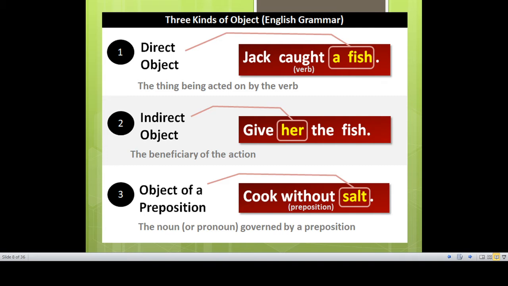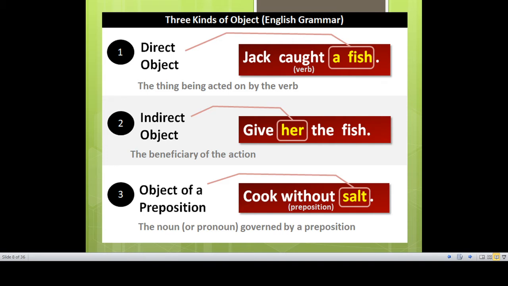Cook without salt. Cooking is an action, of course, it's a verb. Without, of course, is a preposition. And salt is the object. But this salt is a noun, sometimes maybe a pronoun. This object or noun or pronoun is governed by this preposition, which is closely related to salt. It is not cook, the verb, it is without, the preposition. That's the reason why you have a third category of object, as you call it, an object of a preposition.